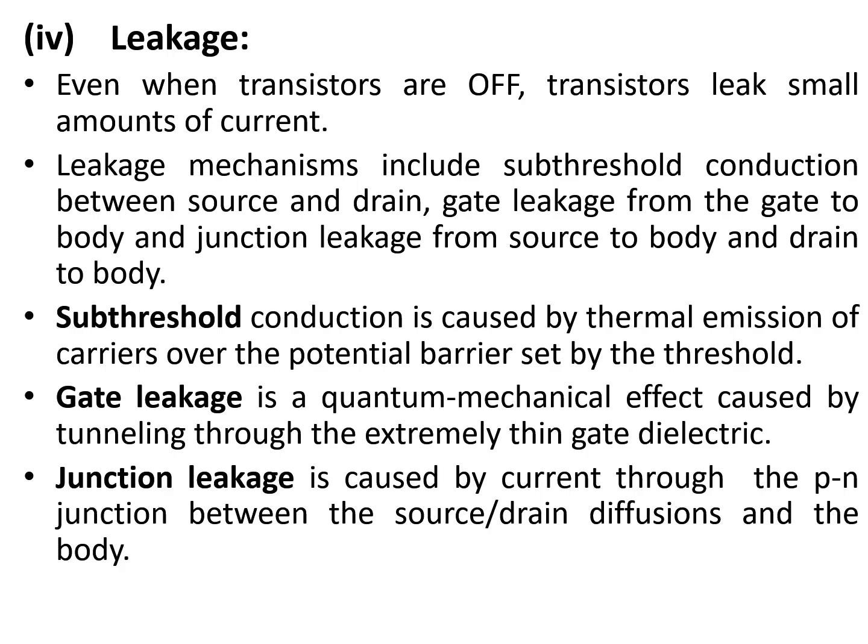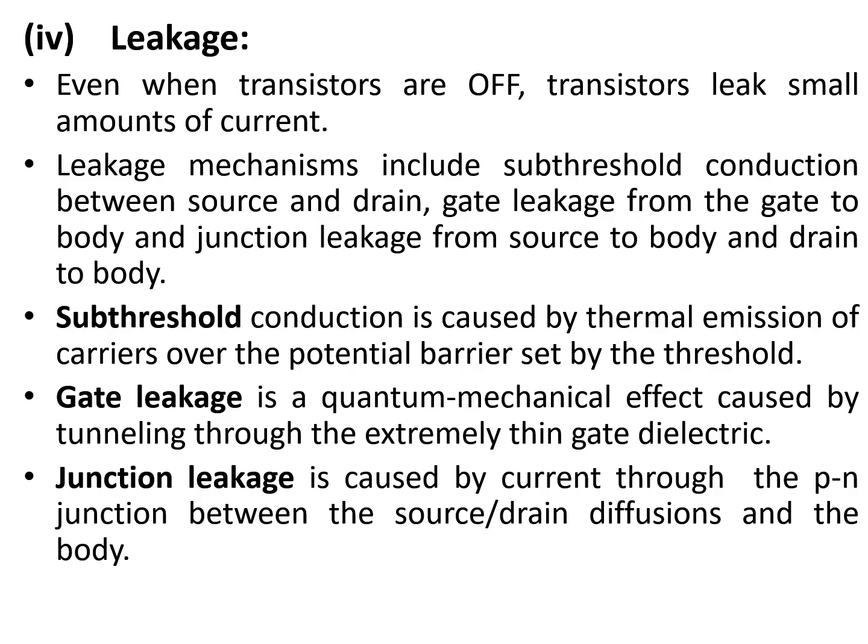Leakage. Even when transistors are in the off state, there will be some small amount of current, which is considered to be the leakage current. The leakage mechanisms include subthreshold conduction between the source and drain, gate leakage from the gate to body, and junction leakage from the source to body and drain to body. So generally we consider the leakage to be subthreshold leakage, gate leakage, as well as junction leakage.